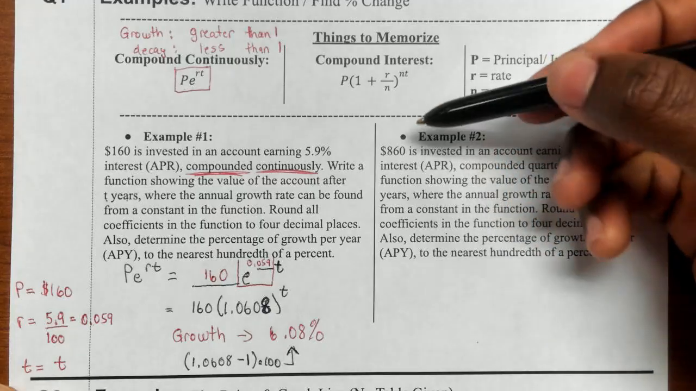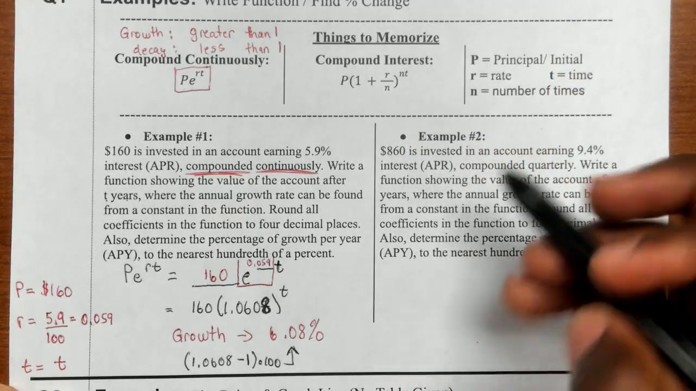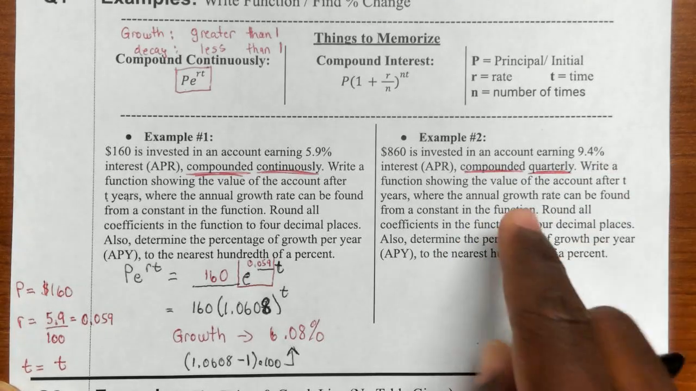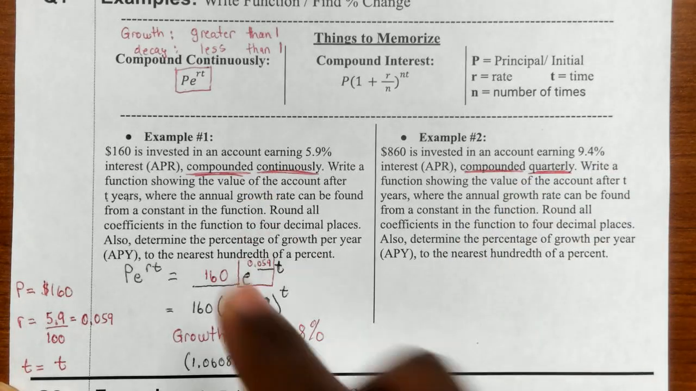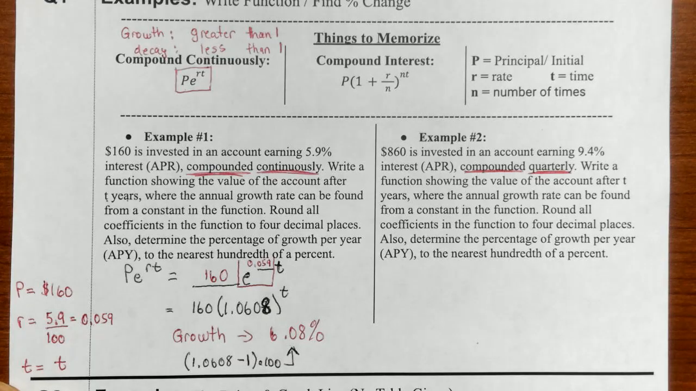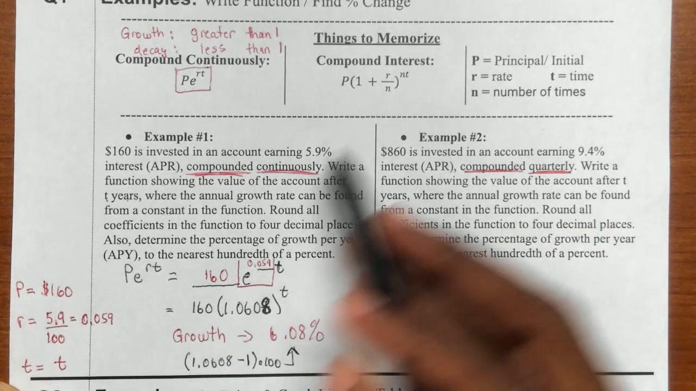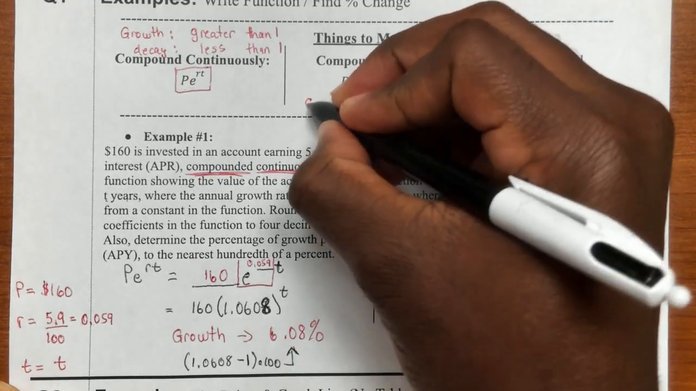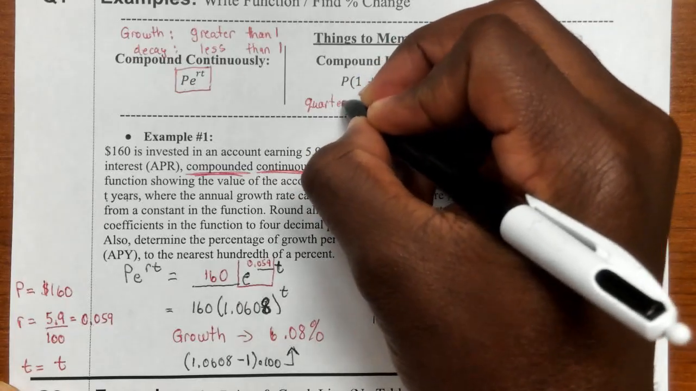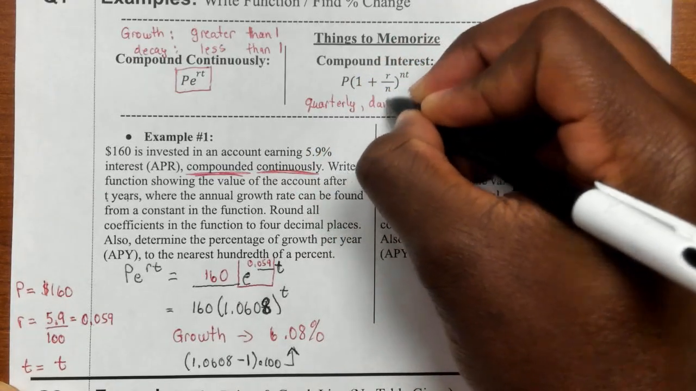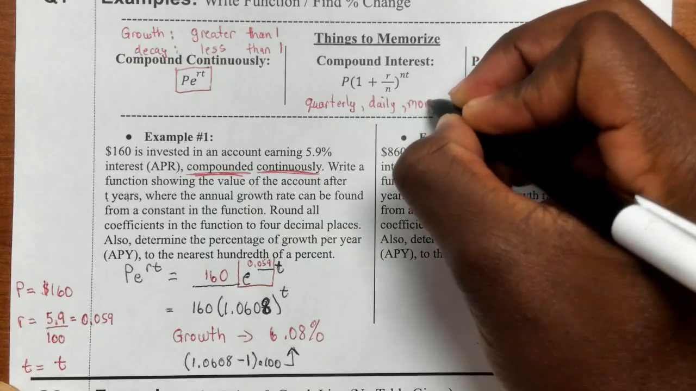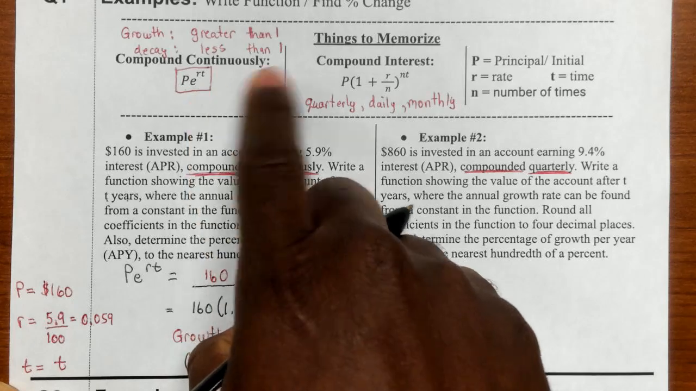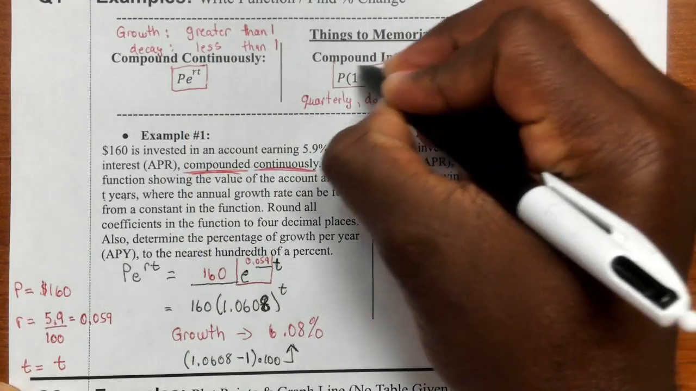Okay? So in this case, what should pop out to you is the fact that it says it's compounded quarterly. It doesn't say continuously like this one. So whenever we're doing compounded quarterly, or anything that's not continuous, you always use compound interest. So again, you use this formula whenever you're doing quarterly, daily, monthly, weekly. Anything of that sort that is not continuous, you use this formula.